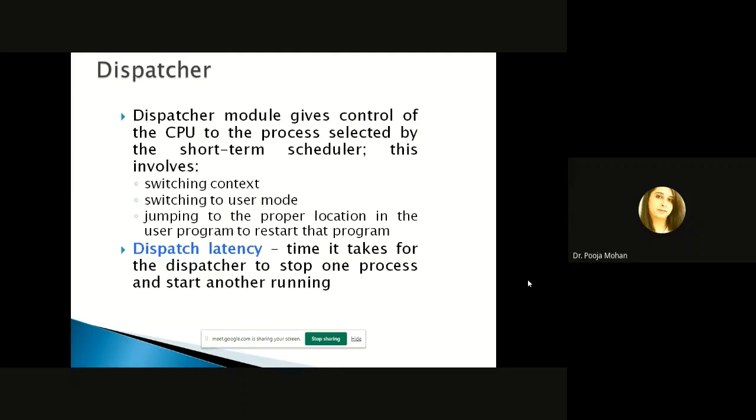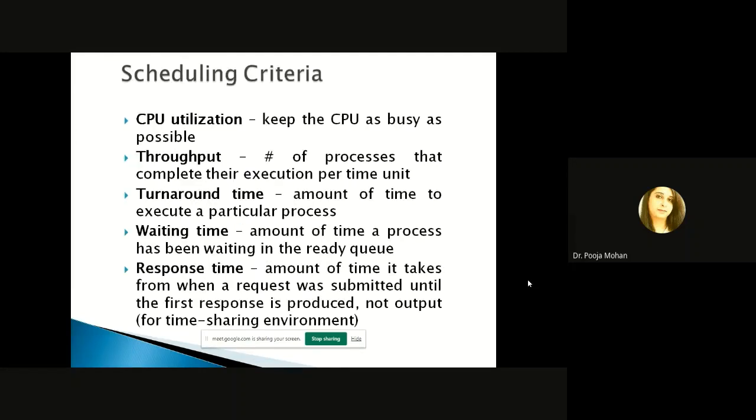So what is next? Now we have some scheduling criteria. The goal of our scheduling algorithm is to identify the process which will improve the system performance. So there are some criteria, and the first one is CPU utilization.